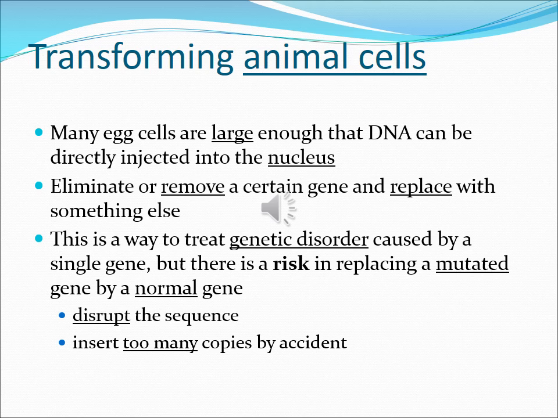So, transforming animal cells. Now, it's much more complicated to do that. So, basically, what has to be done to transform animal cells is, first of all, it has to be done in the egg. Many egg cells are large enough for DNA that can be directly injected into the nucleus. So, animal cells that are large enough so the new DNA can be put right into the nucleus, but it has to be in the egg. It cannot be an already dividing cell. So it eliminates or removes a certain gene and replaces it with something else.